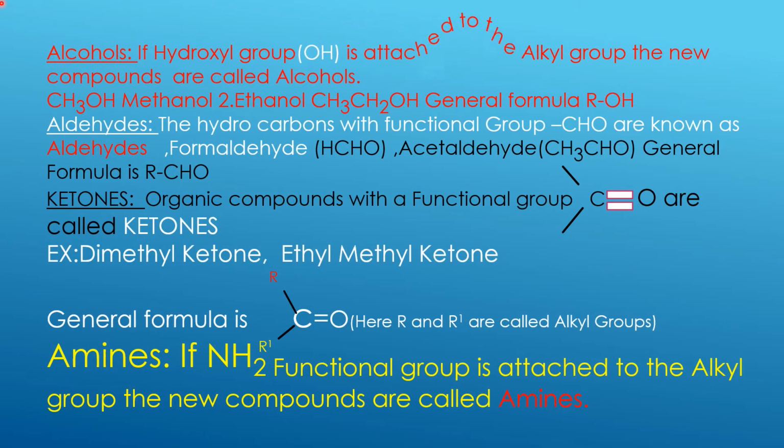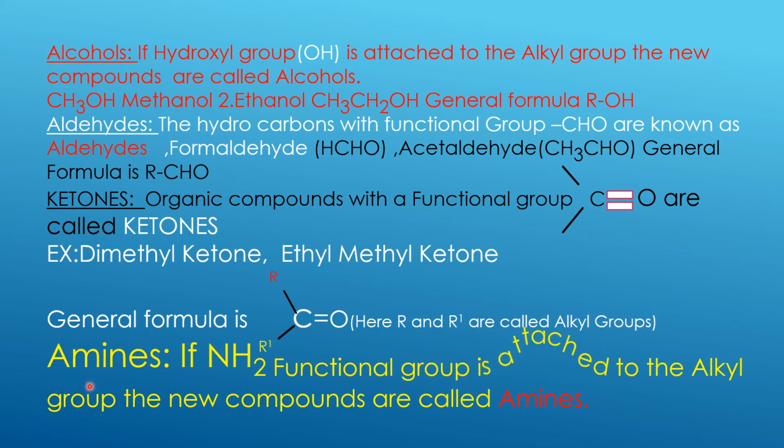Now, let us learn what alcohols are. If a hydroxyl group OH is attached to an alkyl group, the new compounds are called alcohols. Examples: methanol, ethanol. Their general formula is ROH. Next, aldehydes. The hydrocarbons with the functional group CHO are known as aldehydes. Examples: formaldehyde, acetaldehyde. Their general formula is RCHO. Next, ketones. Organic compounds with the functional group C double bond O are known as ketones. Dimethyl ketone and ethyl methyl ketone are the examples.